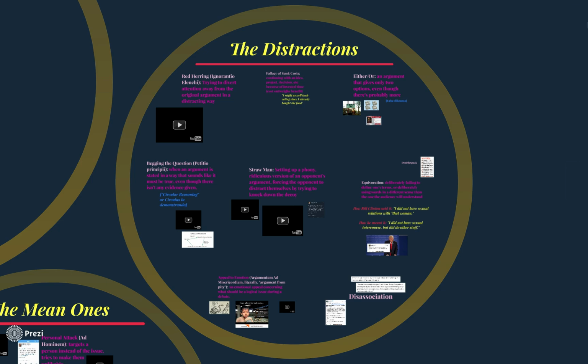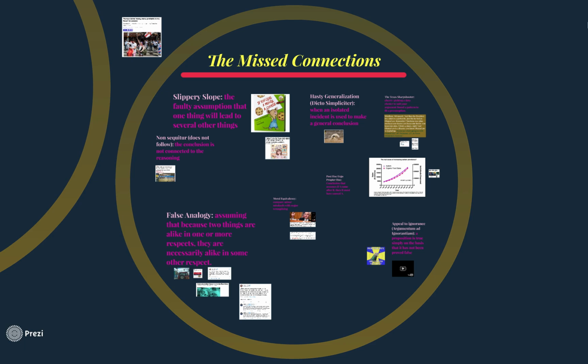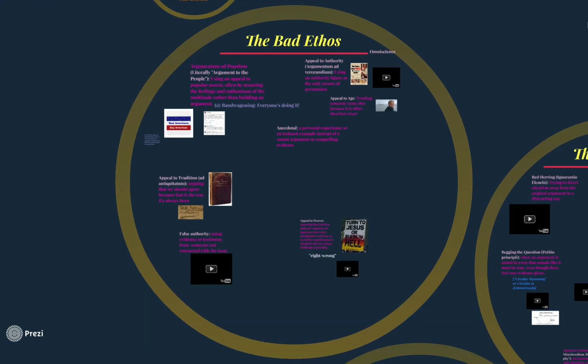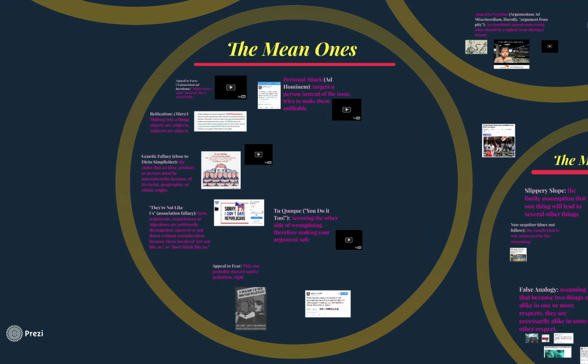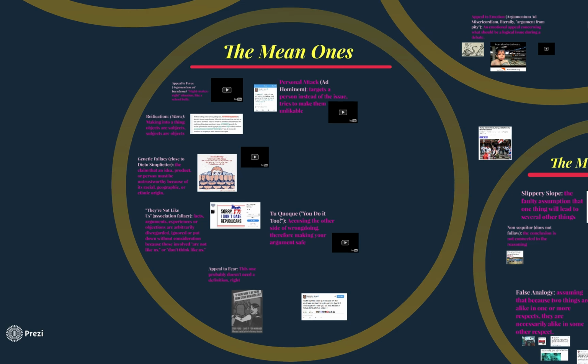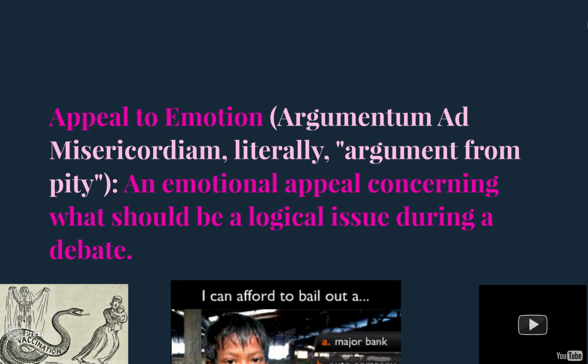So one is the distractions, one is the misconnections, one is the bad ethos, so usually bad evidence, bad authority, and then the mean ones, which I also call the racist ones, the ones that are usually a little bit more harmful for people. And so this video, we're just going to cover the first one, which is the distractions.